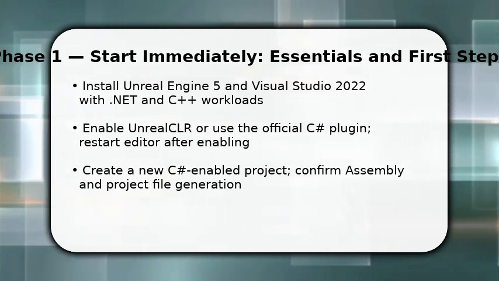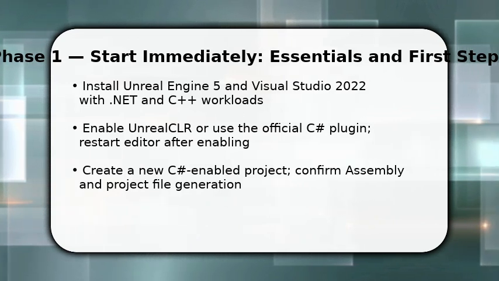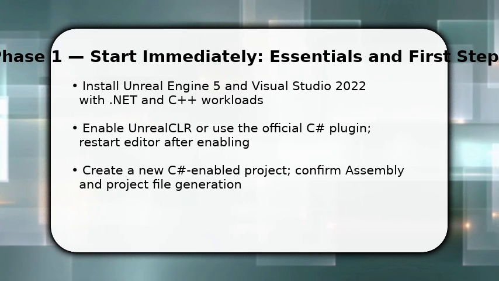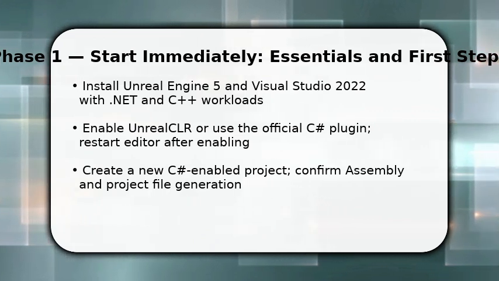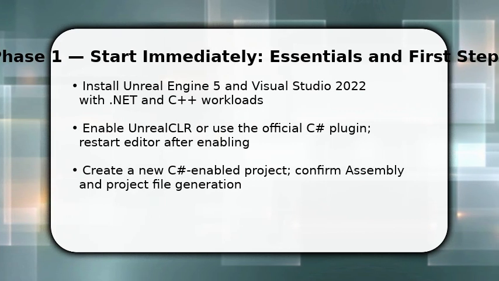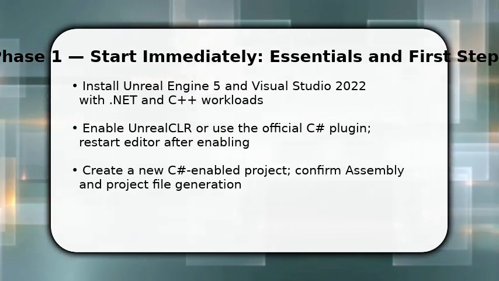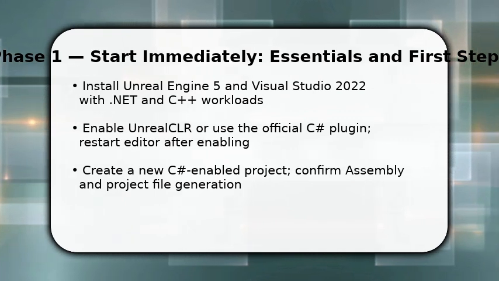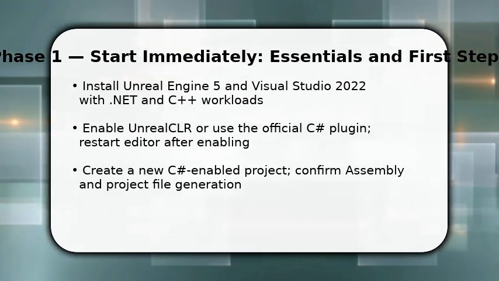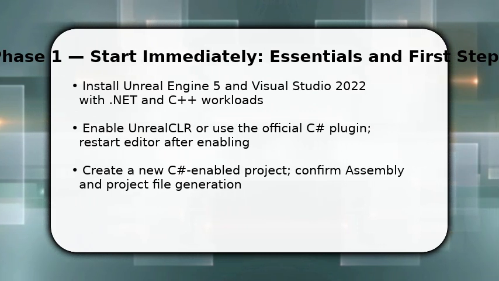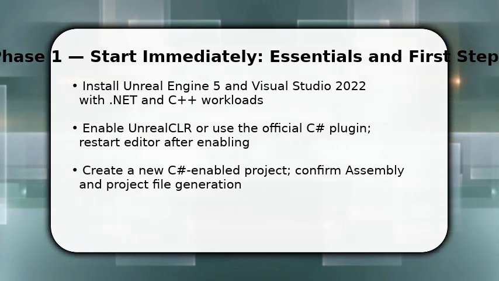Next, create a new C#-enabled project so Unreal generates assemblies and csproj files automatically. Make sure to restart the editor after toggling the plugin. Otherwise, file generation can fail. You want a working compilation pipeline before you write code. So open the generated solution in Visual Studio and build it to verify the link.